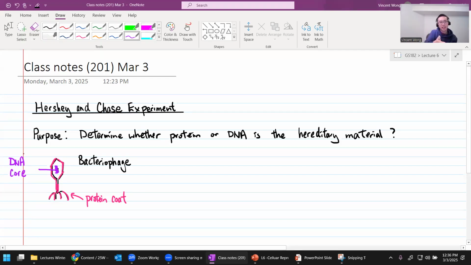Now, they didn't know back then what's on the outside and what's on the inside. Okay, we have the benefit of hindsight, right? So we know now the protein is on the outside and the DNA core is on the inside.